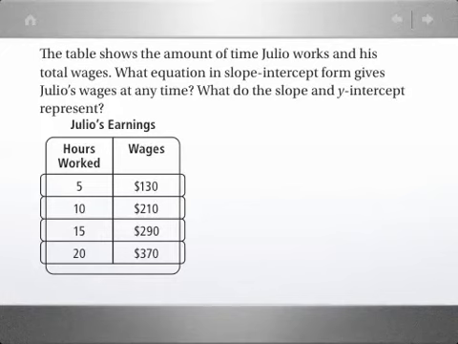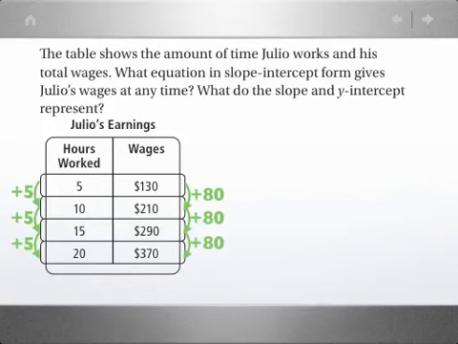Each time we're going down this column, it would be adding 5. So to go from 5 to 10, we add 5. 10 to 15, we add 5. And 15 to 20, we add 5. So the pattern for my x's would be plus 5. The pattern for the wages, or the y's, would be to go from 130 to 210, we add 80. To go from 210 to 290, we add 80. And then again, we add 80. So my pattern for the y's would be plus 80.